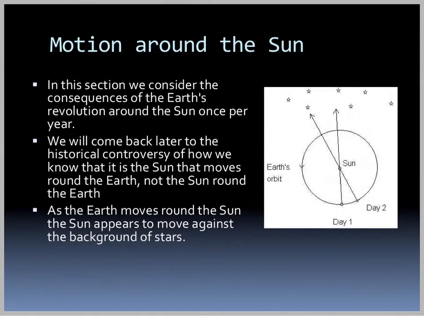In this section now, let's consider the consequences of the Earth's revolution around the Sun once per year. We're going to come back later to the controversy of how we know that it's the Earth moving around the Sun and not the Sun moving around the Earth.